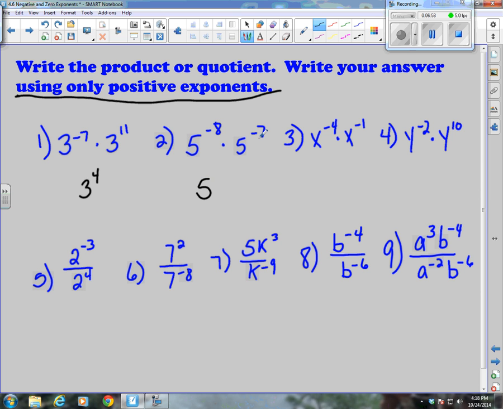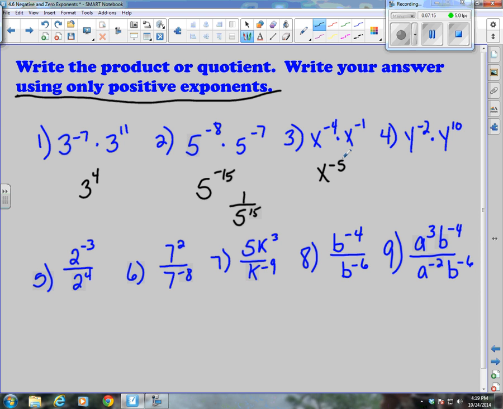Well, I add negative 8 and negative 7. I get negative 15. But I have a problem. Got a negative exponent. Move it to the bottom. It becomes 1 over 5 to the 15th. Okay? Changes the sign. x negative 4 times x negative 1 becomes x negative 5.